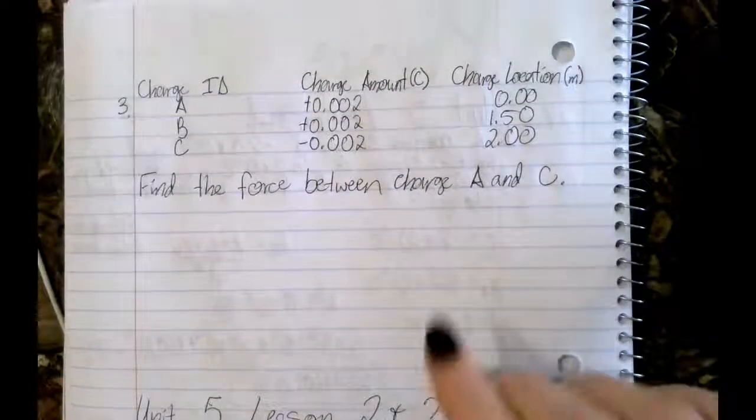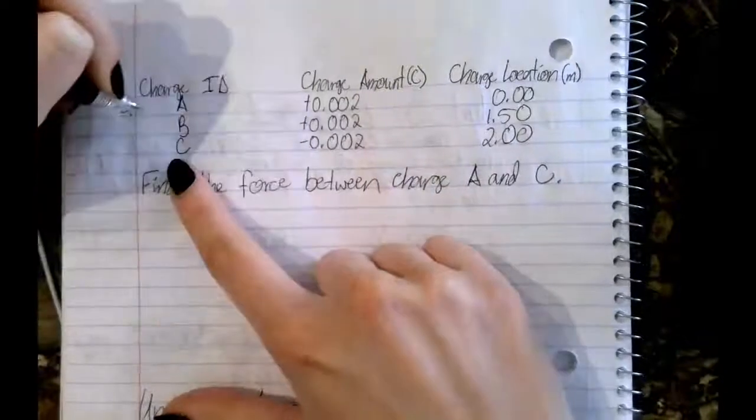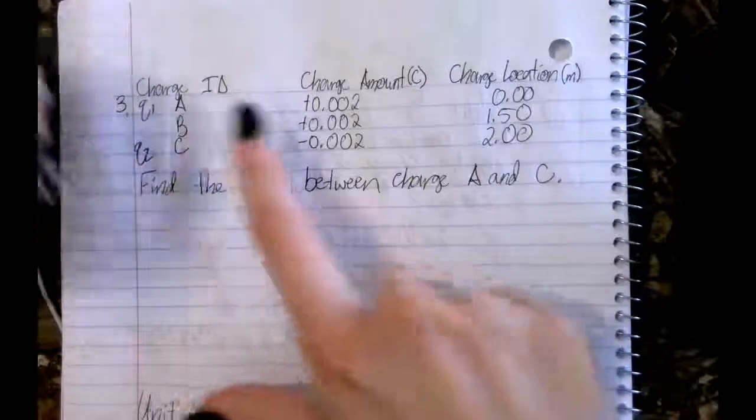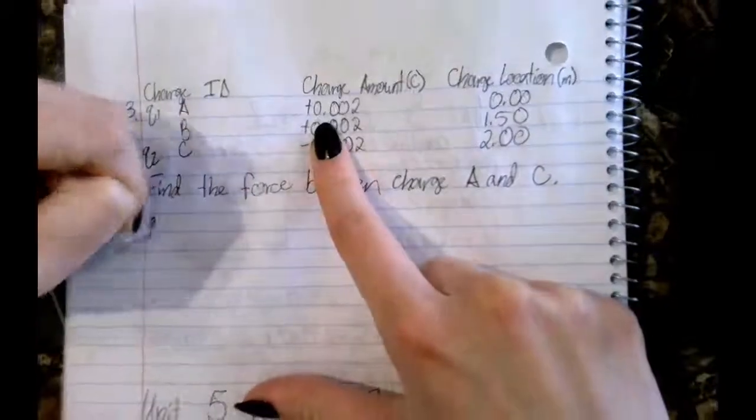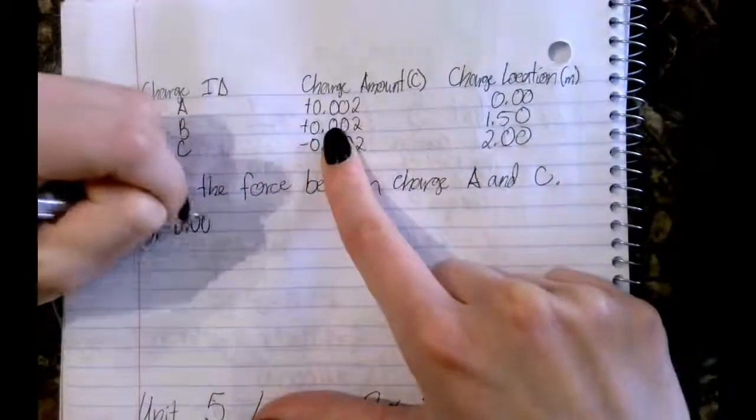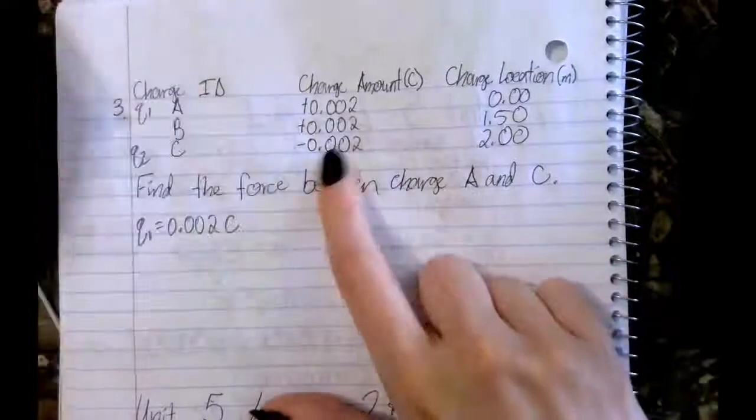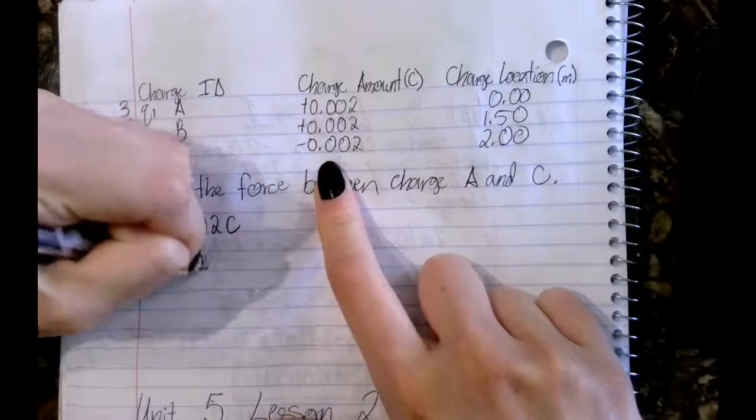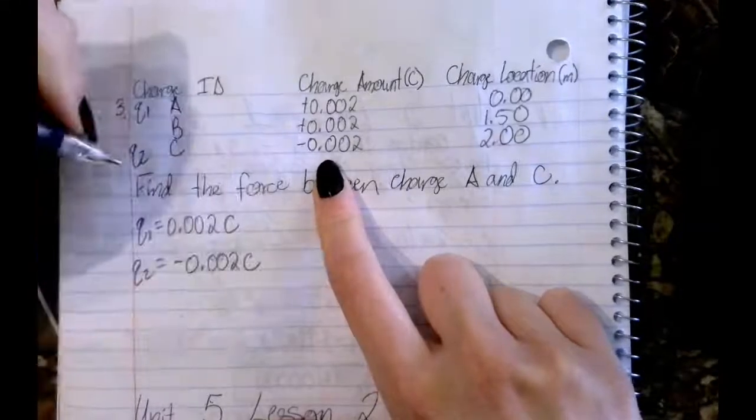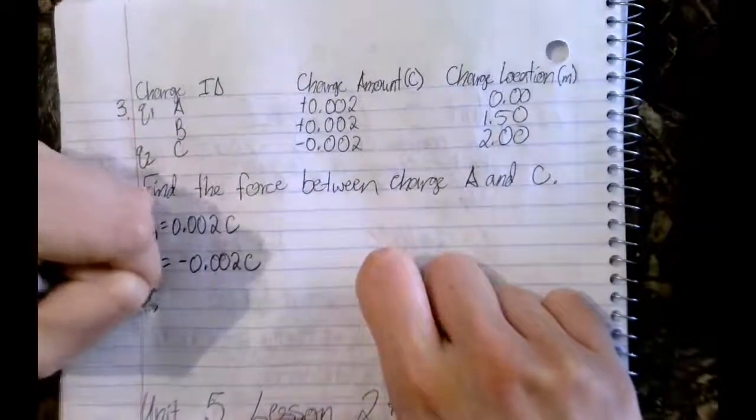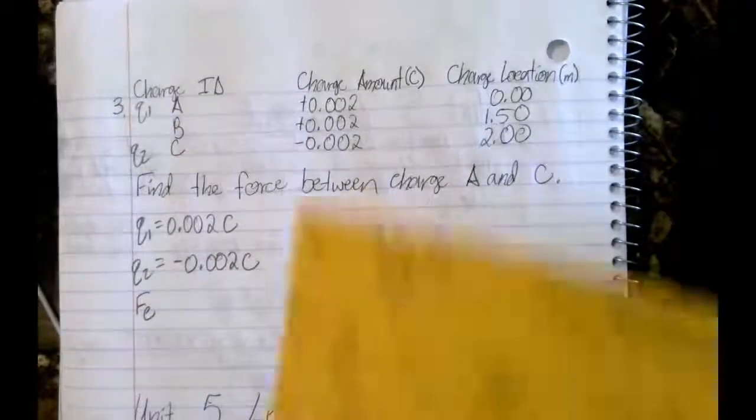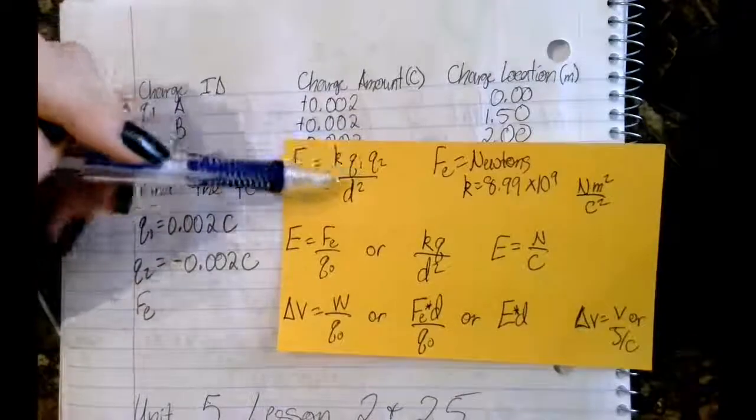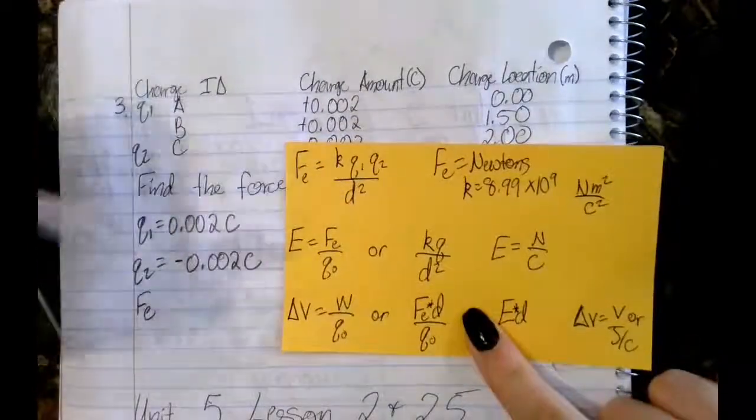So let's start with our givens. Charge A, we'll call Q1, and we'll call charge C Q2. So charge A, the Q on it is 0.002, and it's a positive. Charge C, Q2, equals negative 0.002 coulombs. I want the force between them. So looking at my formula sheet, I know K, Q1, Q2. If I know their distance, I can solve for this force.